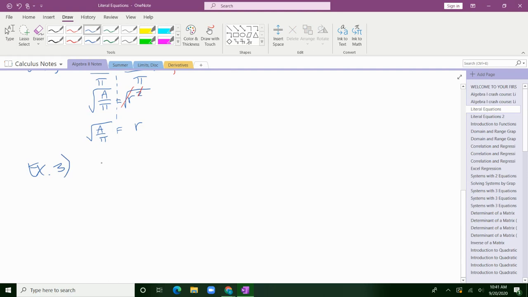Example 3, how about we do p equals 2l plus 2w, and let's look for w. This is another geometry formula, and this one was for the perimeter of a quadrilateral, probably a rectangle, square, etc. 2 length plus 2 width, and I want to solve for width.